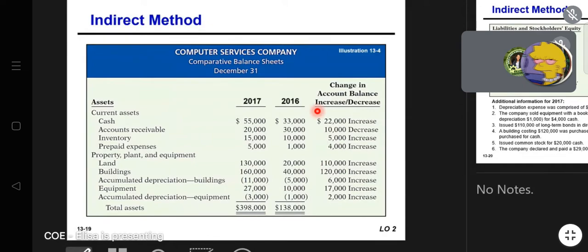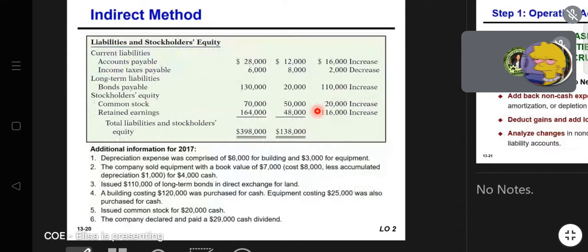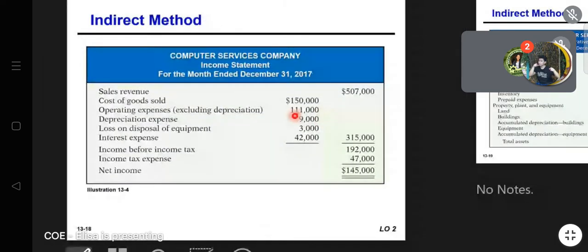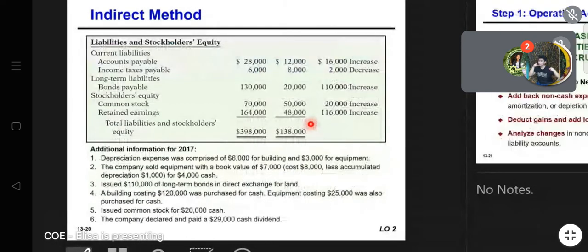So, ana ang iyang process. So, next is, here's another additional information. Depreciation expense was comprised of 6,000 for building and 3,000 for equipment. So, kung balikan nato ni, naakay 9,000 here, no, muna yung depreciation expense. Ang composition daw, ana, is 6 for building and 3 for equipment.